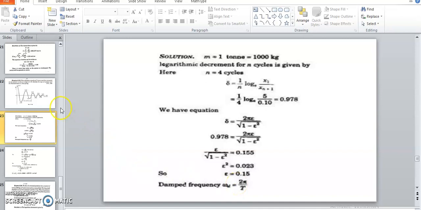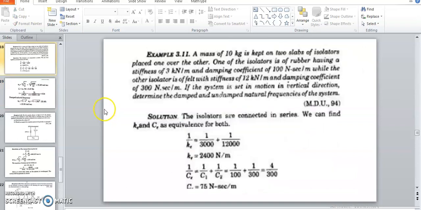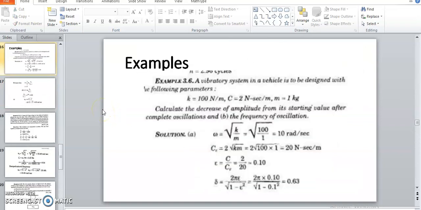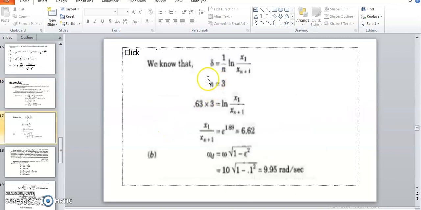In the first example, previously discussed here, the number of cycles, 3, remains. After 3 complete cycles. Here 3 is not printed. So calculate the decrease of amplitude from the starting value after 3 complete cycles. So 3 is not visible here. There 3 complete oscillations are given in this problem. That's why the n value is considered as 3.